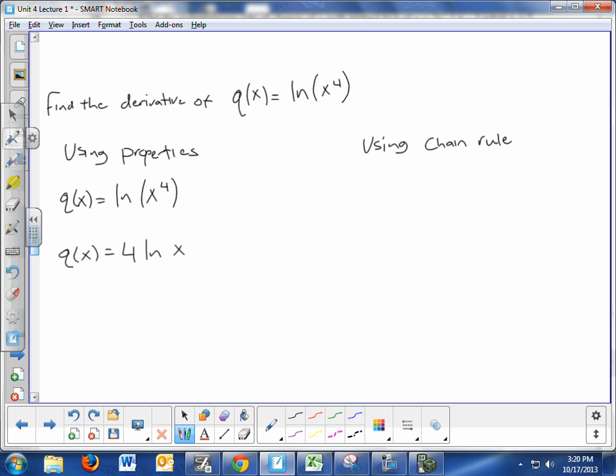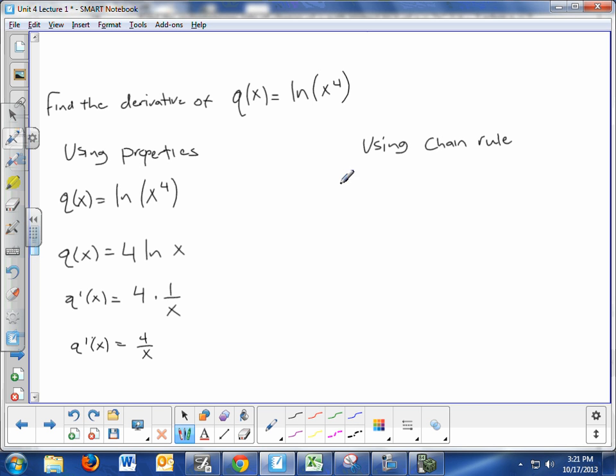What's the derivative of 4 ln x? Beautiful. The derivative of a constant times this is just a constant times the derivative of this. The derivative of ln x is 1 over x. So we have 4 over x. Cool. So that's using the properties to help you simplify something and then take the derivative.